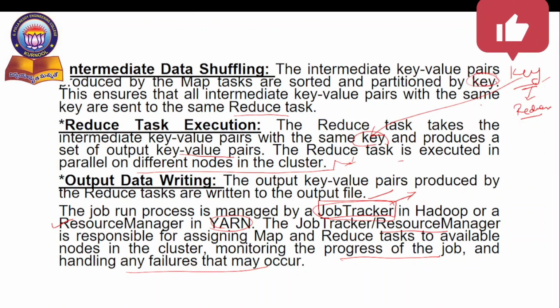So as we know, we have two types of job run process here. One is the job tracker and the second one is the resource manager. Both are responsible for assigning the map and reduce tasks and monitoring the progress of the job, and if any failure occurs, they have to handle the failure, that is, assign the job to another mapper or reducer based on which has failed in the system.